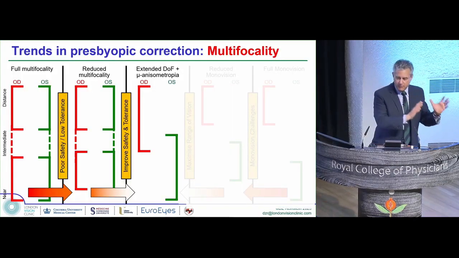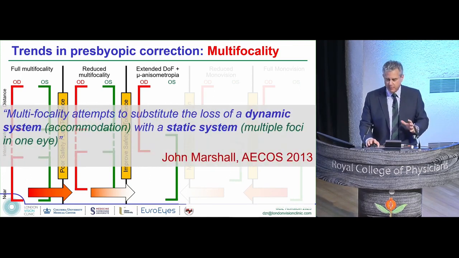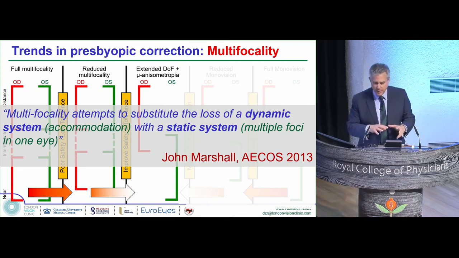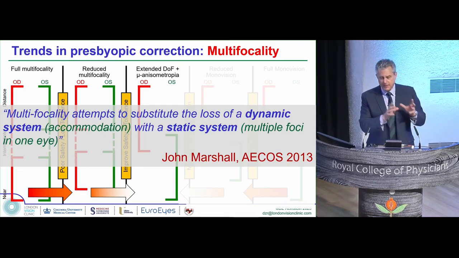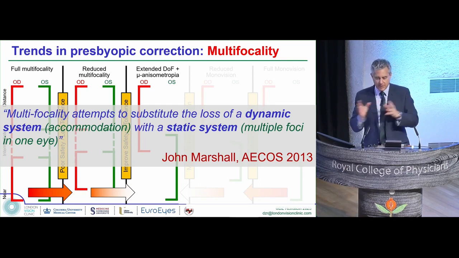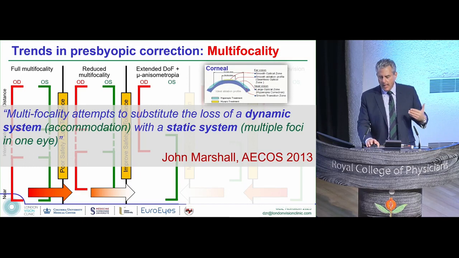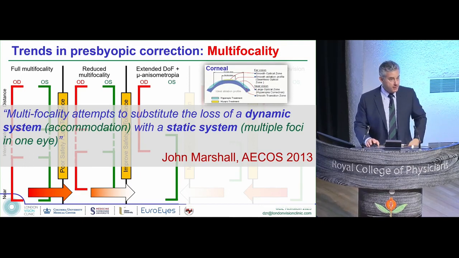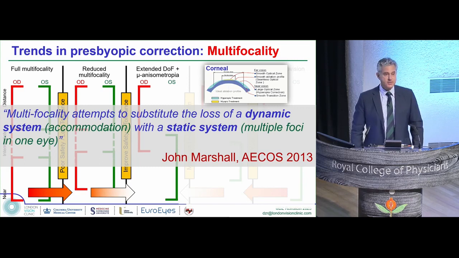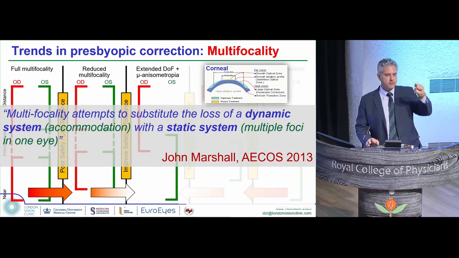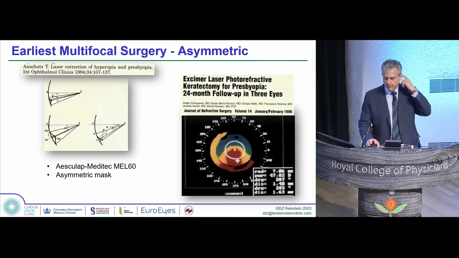So again, remember, we've talked about these things, and we're now going to go into the multifocality. And John Marshall said something at the ACOS about 10 years ago. He said, multifocality attempts to substitute the loss of a dynamic system, combination, with a static system, which is multiple foci in the same eye. And everyone's familiar with multifocality in lenses. That's been around. That's the diffractive optics or refractive segmental optics, like the Oculentis, for example.